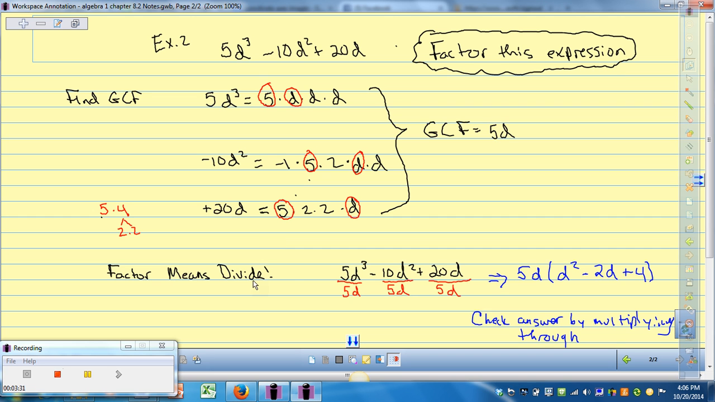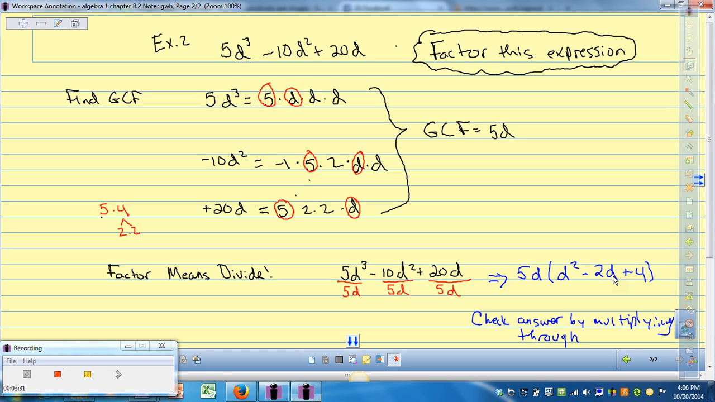So to get this in factored form, I need to divide each term by 5d. And that means the 5d will be written in front of the parentheses, and what I'm left with inside, well, let's figure out what that will be. 5d cubed divided by 5d, the 5 over 5 is 1. D cubed over d is d squared, so that's what we have here. Minus 10d squared over 5d, 10 divided by 5 is 2.